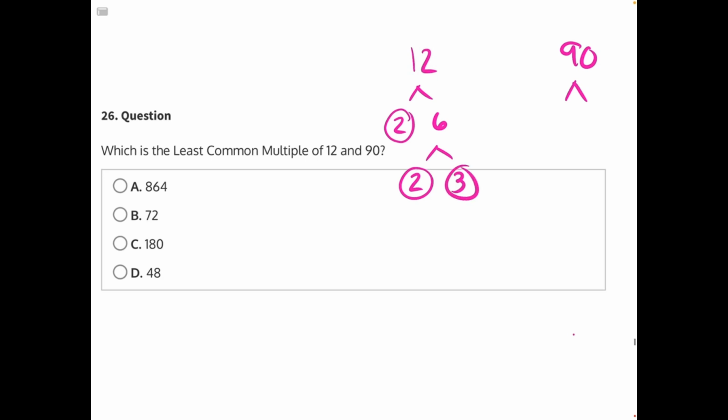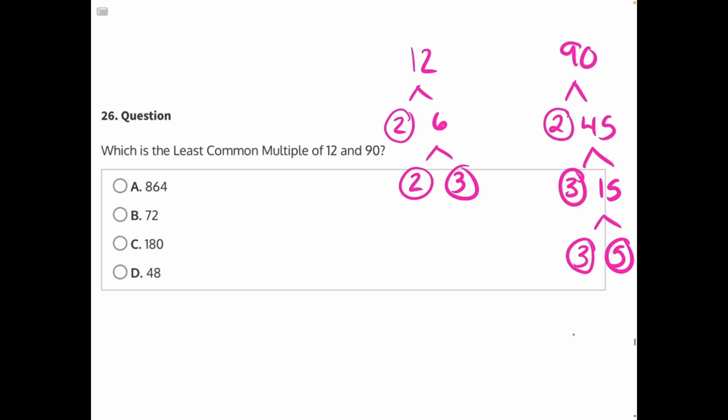Now going over to 90, I know 2 times 45 gives you 90. That's one of our prime numbers down. For 45, I know that 3 and 15 multiply together. That's another prime number. Now we can go down to 3 times 5 gives you 15, and now we're all the way down to prime numbers. We're done with 90.